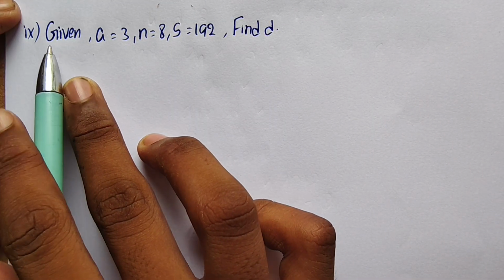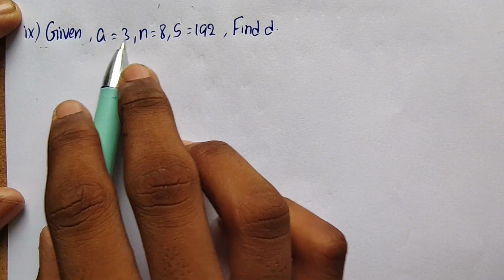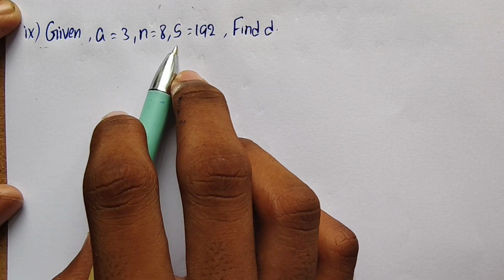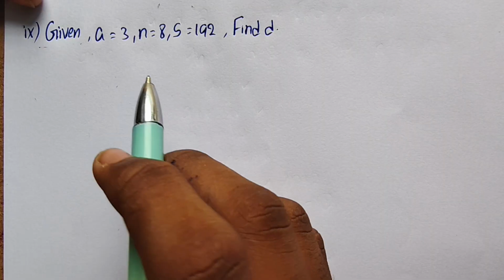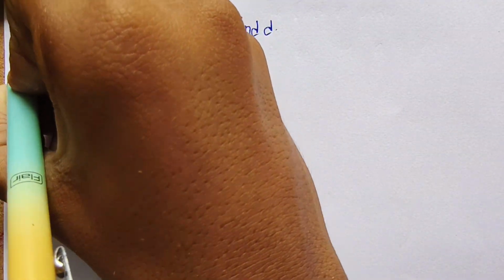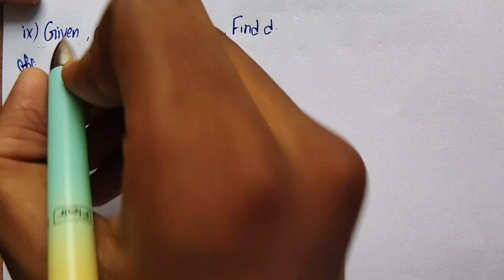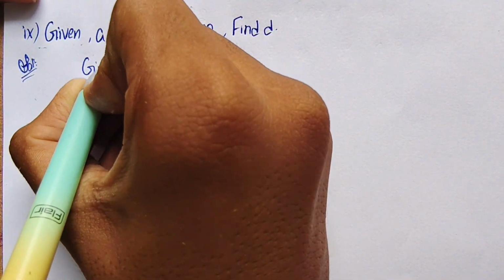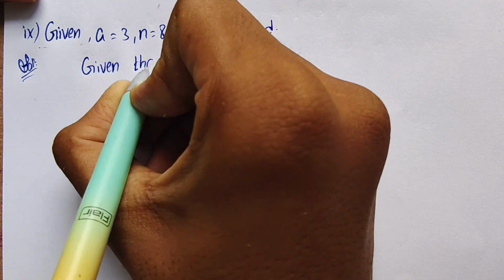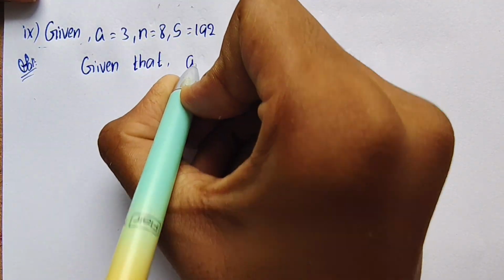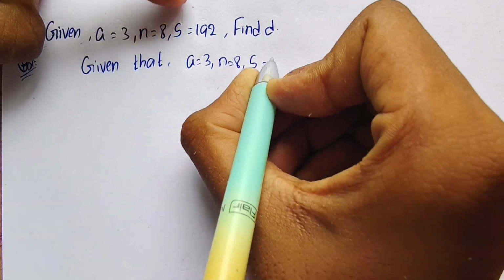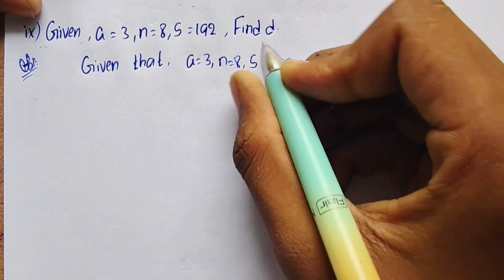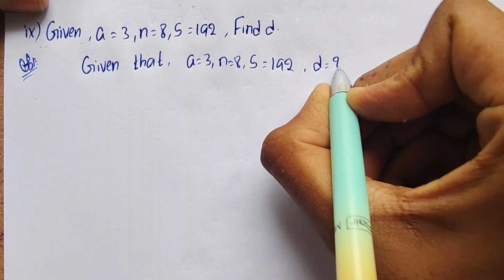So here the given 9th question is: given a equals 3, n equals 8, S equals 192. We are asked to find the value of d. So let us solve it. Given the data a equals 3, n equals 8, S equals 192, we need to find the value of d.